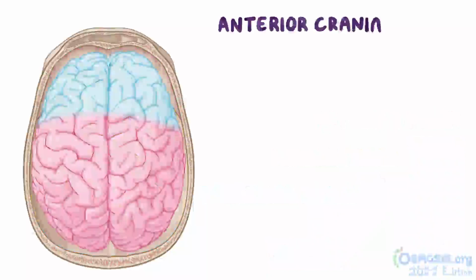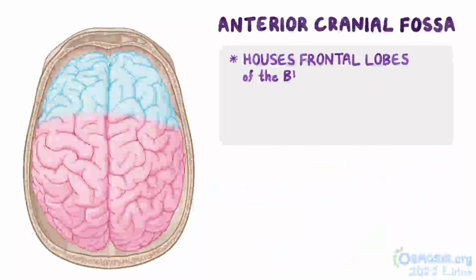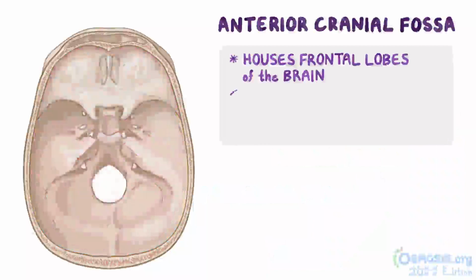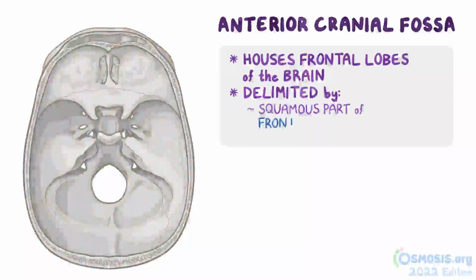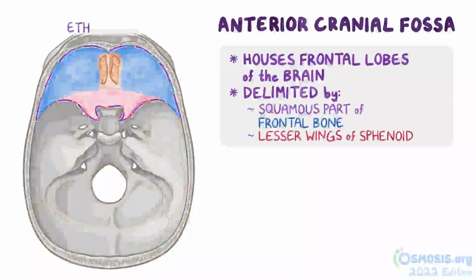The anterior cranial fossa houses the frontal lobes of the brain. It's delimited by the squamous part of the frontal bone anteriorly and laterally, and the anterior margin of the lesser wings of the sphenoid posteriorly, with the ethmoid bone forming the central part of the fossa.